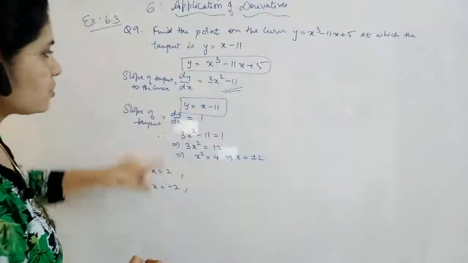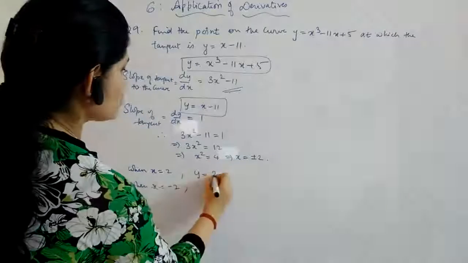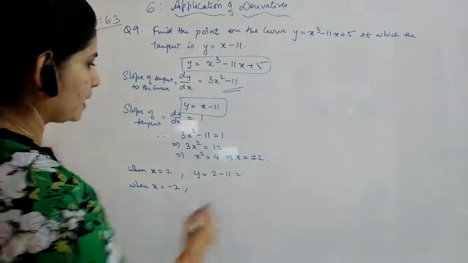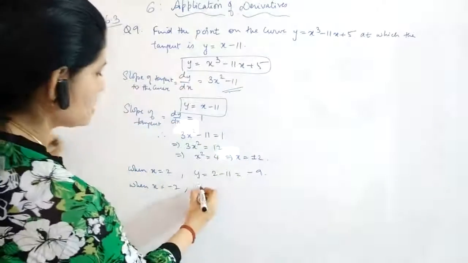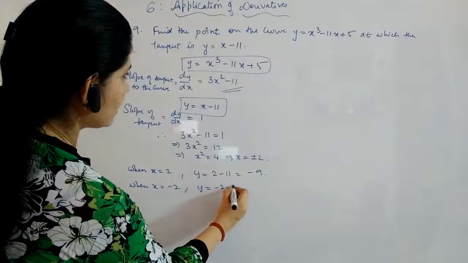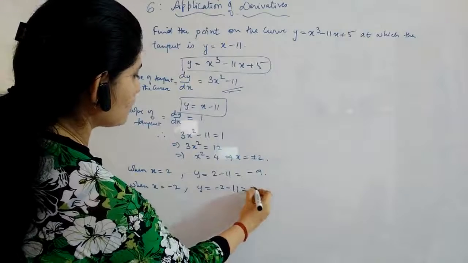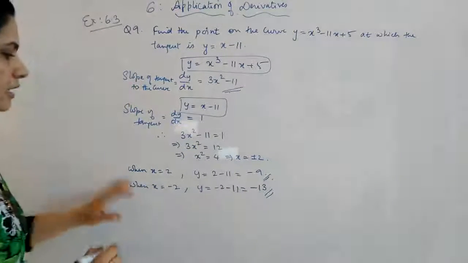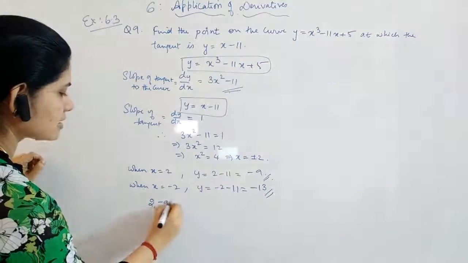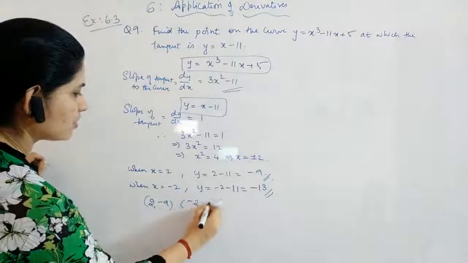When x is equal to 2, what will you get y as? 2 minus 11, that is minus 9. Now when x is equal to minus 2, you will get y as minus 2 minus 11, which gives you minus 13. Now you have 2 points: (2, minus 9) and (minus 2, minus 13).